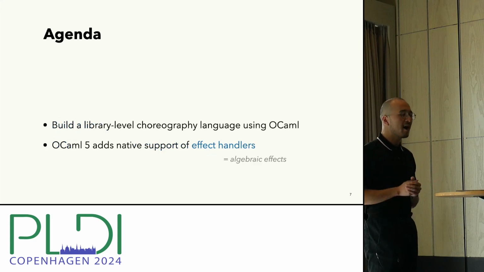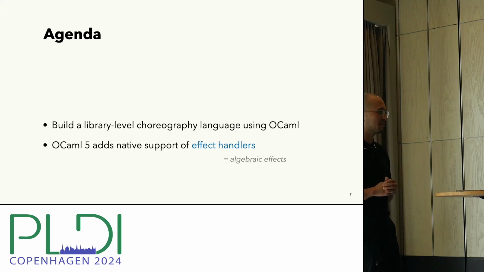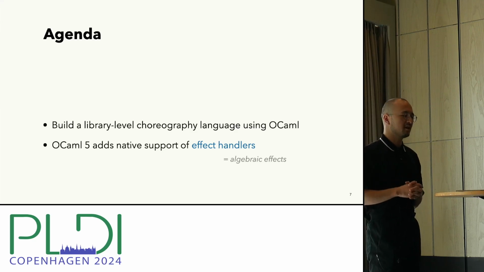Okay, so that's some high-level points about choreographic programming with algebraic effects. Let's try to make these points a little bit more concrete. In the rest of this talk, I will demonstrate how to use OCaml, which recently added native support for effect handlers, to build a library-level choreography language. Our choice of OCaml is inconsequential. The exact implementation strategy can be applied to other languages that support algebraic effects as well.